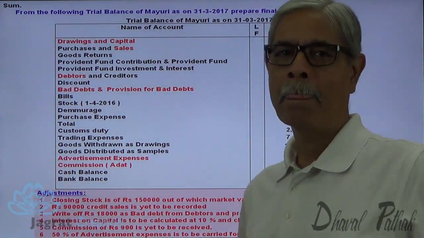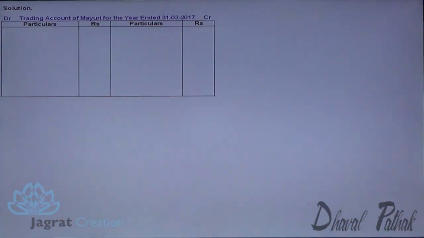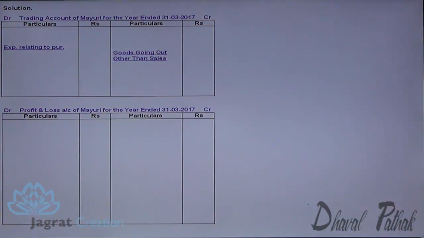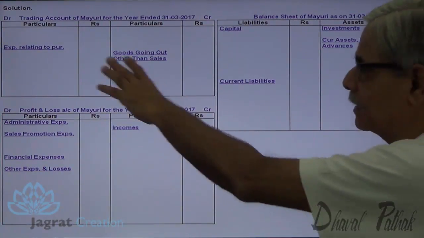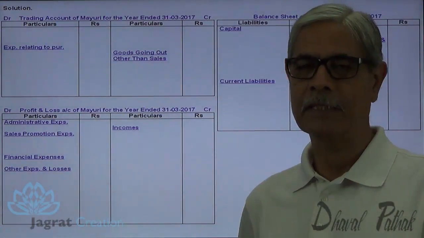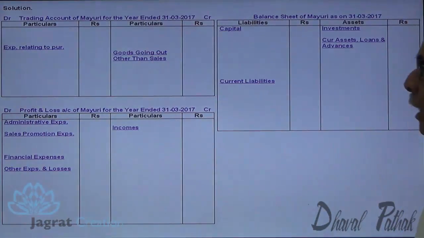Now let me start preparing trading and profit and loss account. This is my trading account. Here is the profit and loss account. Here I am going to prepare the balance sheet, capital, investment, current assets, loans, advances, etc. These are the various titles under which the expenses will be collected in case of profit and loss account. I am going to start with adjustments.